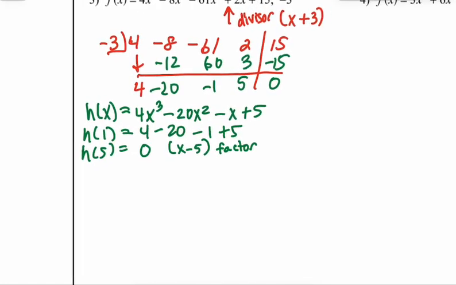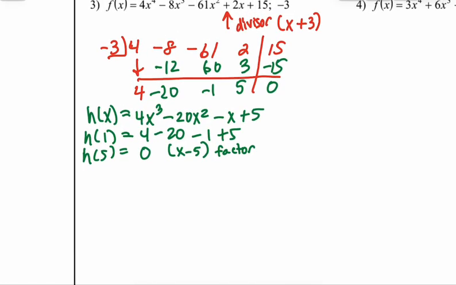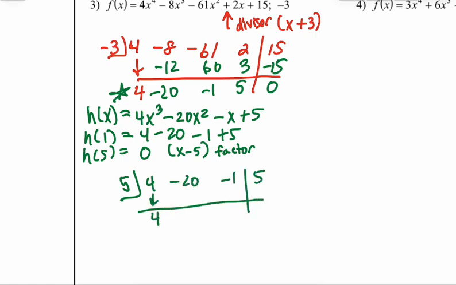I'm going to do synthetic division again. I'm going to put 5 in the corner this time of my result right there. 4, negative 20, negative 1, and 5. And I'm going to do it again. Better get 0 right here. Something's wrong. 5 times 4 is 20. Write it down. Add them up. 5 times 0 is 0. Write it down. Add them up. 5 times negative 1 is negative 5. I got 0. Yay. Now, at this point, I got a new factor.